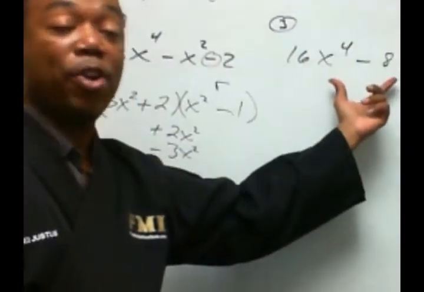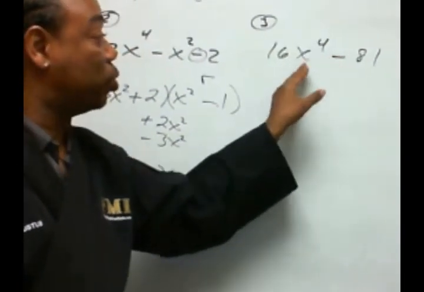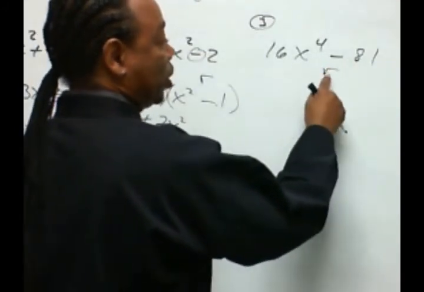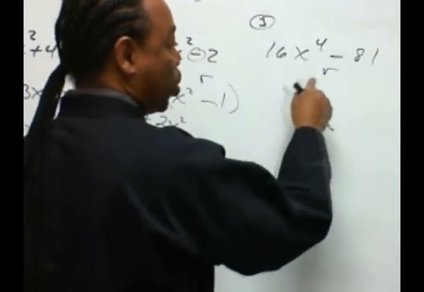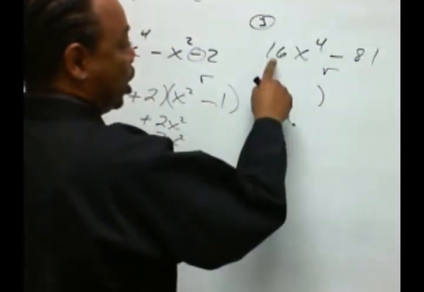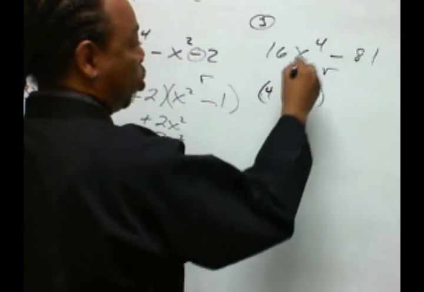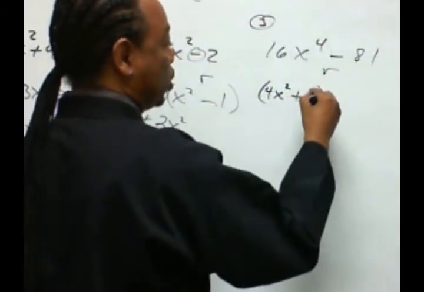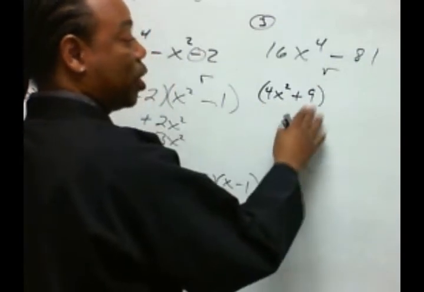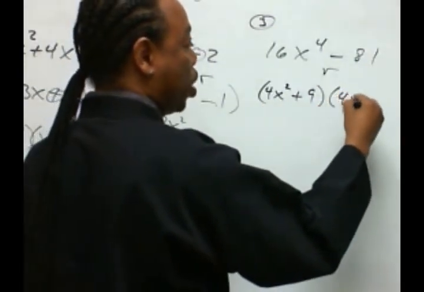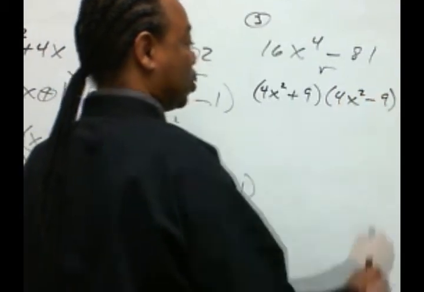Okay, here we have a binomial, and it looks like it's a difference of 2 squares. If everything can be simplified with the square root, then we can factor this into 2 binomials. So let's give that a try. The square root of 16 is 4, the square root of x to the fourth is x squared, plus the square root of 81 is 9. So everything's simplified. Therefore, the conjugate, which will finish the binomial, should be 4x squared minus 9x.